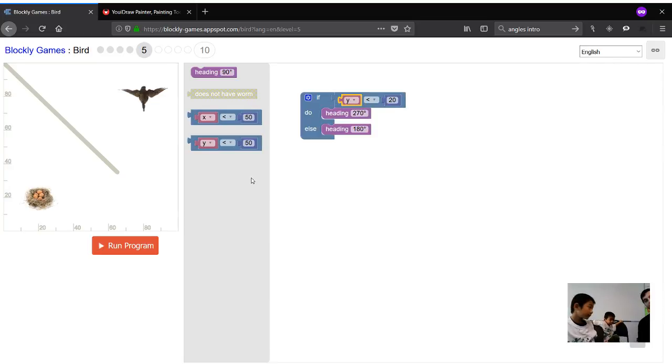Y. Correct. Y. And are we checking to see if Y is less than 20 or greater than or equal to or what? What do you think? You tell me. So instead of thinking, you just press play and see what happens, which is okay, but we don't learn that way. Why is this the correct symbol and not the other one?